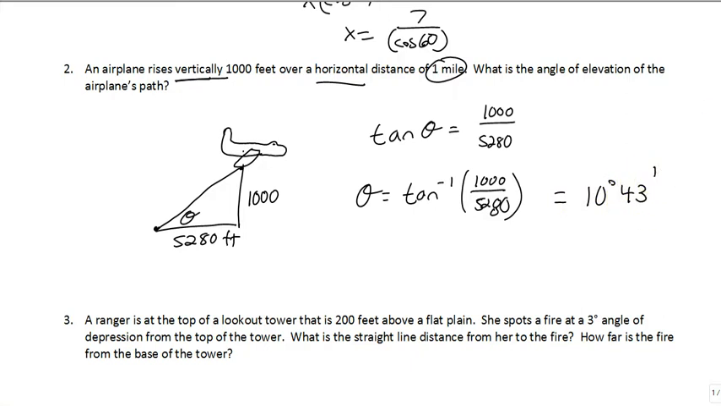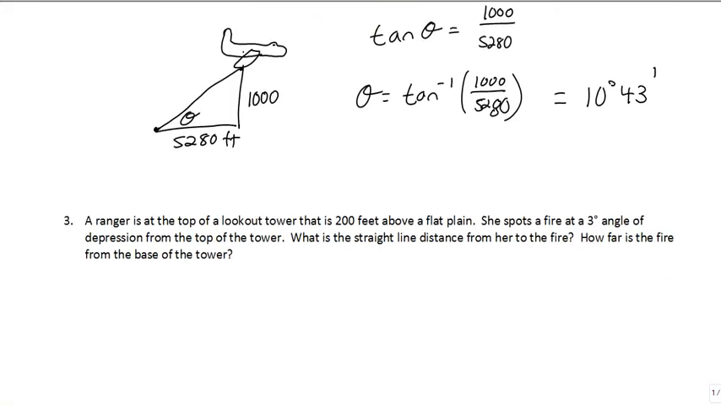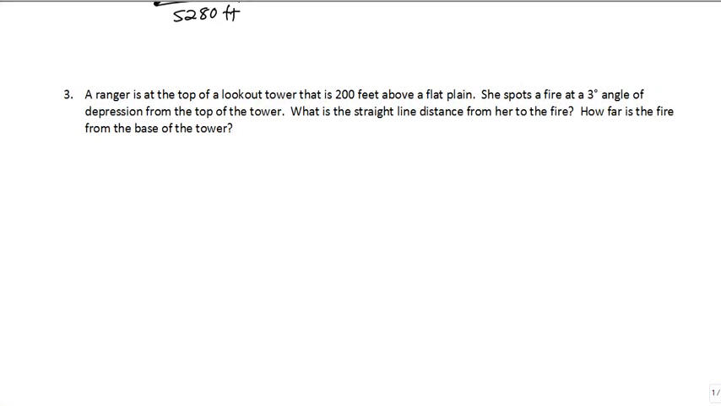Okay? Which makes sense because it should be a small angle. It only rose a little bit, but went a full mile before going only 1,000 feet. So a ranger is on the top of a lookout tower. Okay, so here's my tower. Let's just pretend that the ranger is standing in the tower, but there's the head of the ranger, and looks down. Well, first of all, the tower is 200 feet above the plane, so let's do that.